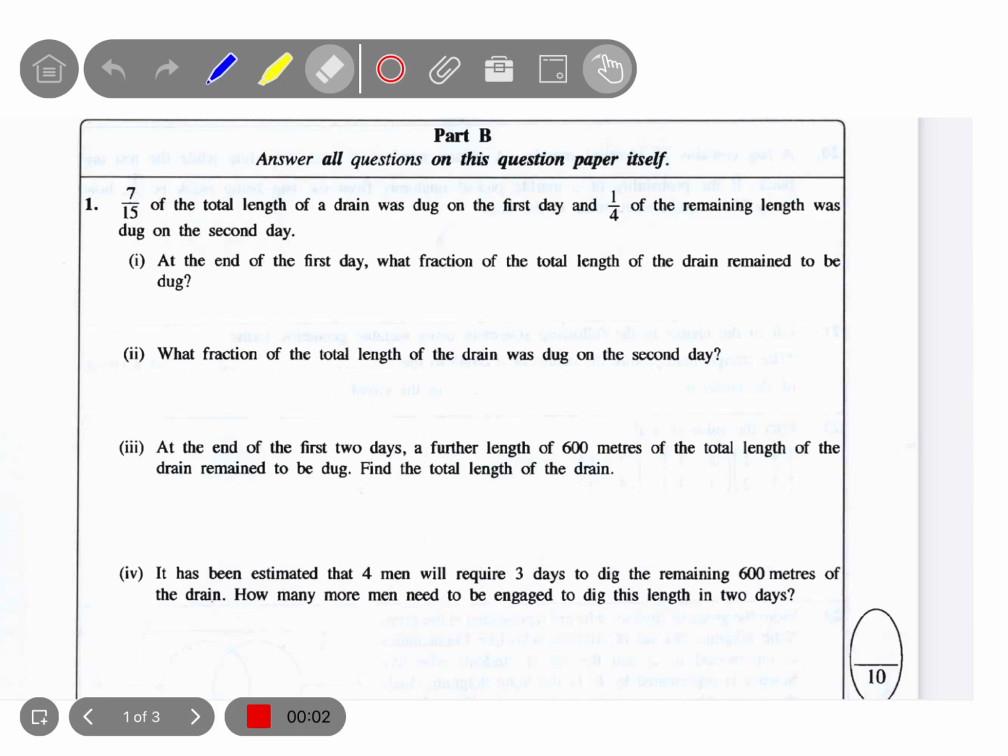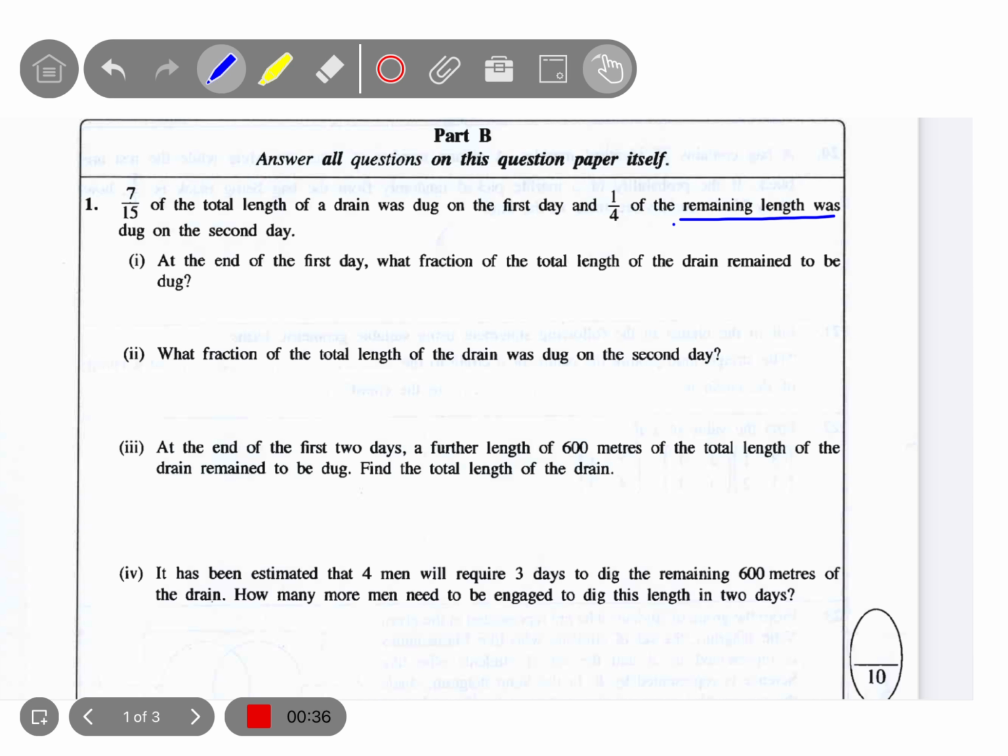In this video, let's look at part B of Mathematics 1 paper of the GCE Ordinary Level Examination 2019. The instruction is to answer all questions on this question paper itself. Question number 1: 7/15 of the total length of a drain was dug on the first day and 1/4 of the remaining length was dug on the second day. So note that it is 1/4 of the remaining length.